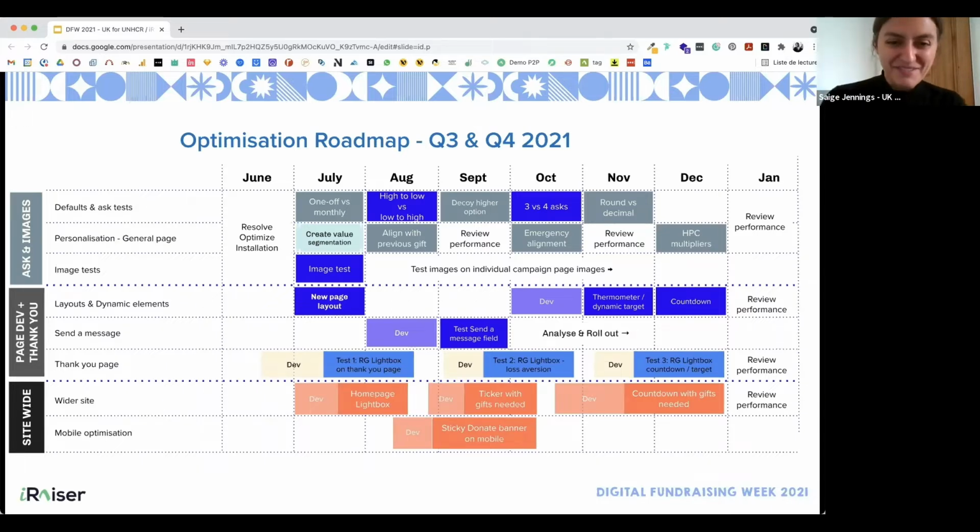Basically, I've updated this, this is our updated one, but the new page layout is in July. Originally, I think we had it bookmarked for September, October.